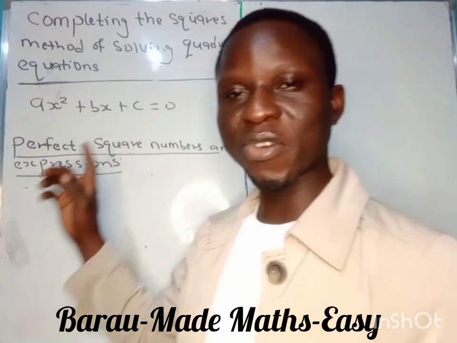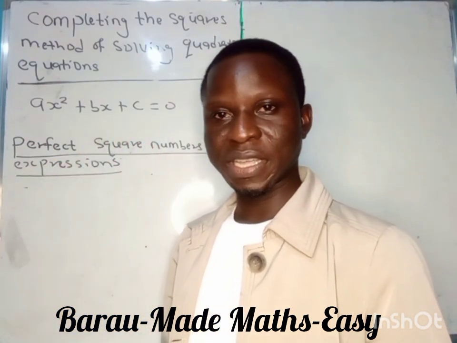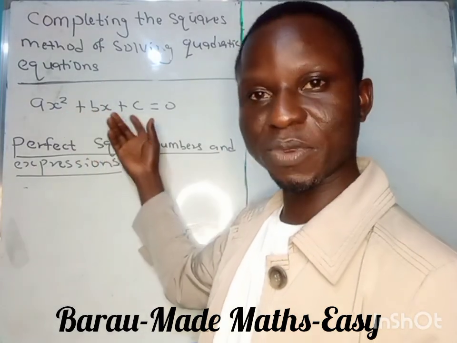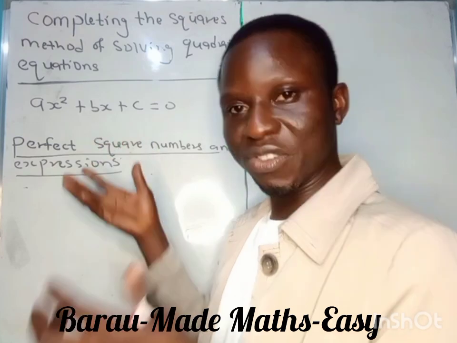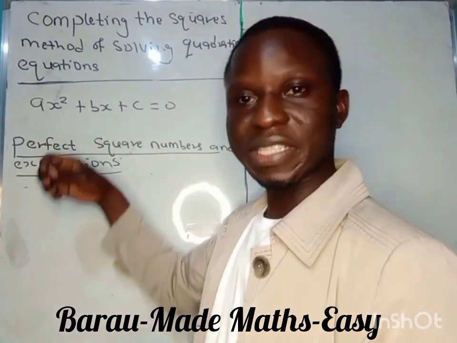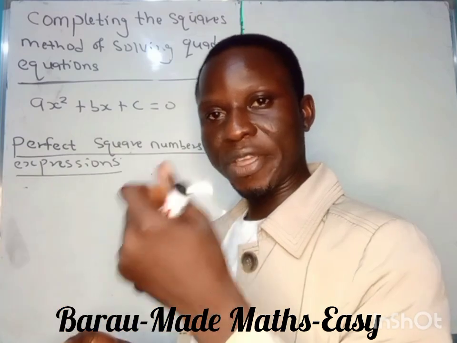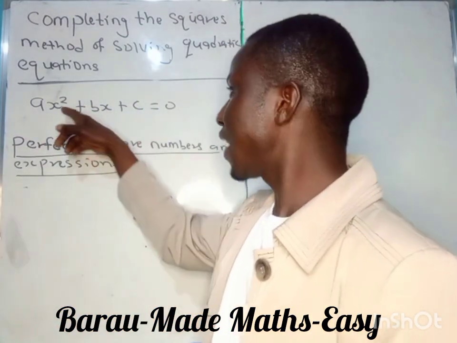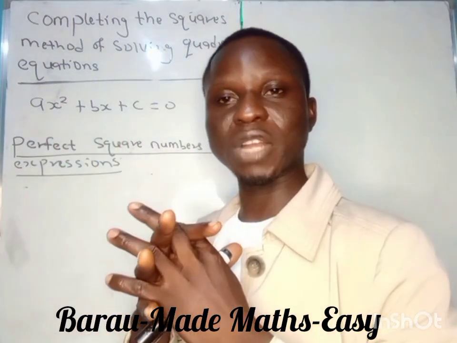Today, we are considering the completing the square method for solving quadratic equations. Generally, a quadratic equation is given by ax squared plus bx plus c equals 0, where a, b, and c are numbers, and x is the variable of the equation, which means x is the letter that we are looking for its value to make the left-hand side the same as the right-hand side. Since the highest power of x is 2, it means we'll get 2 of those x values that will satisfy this equation.